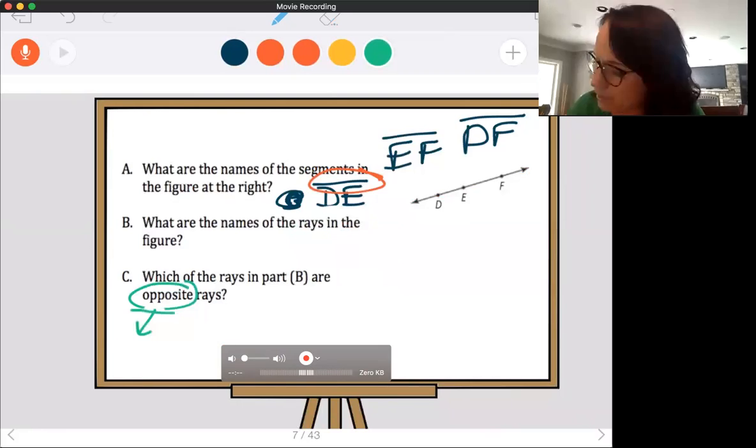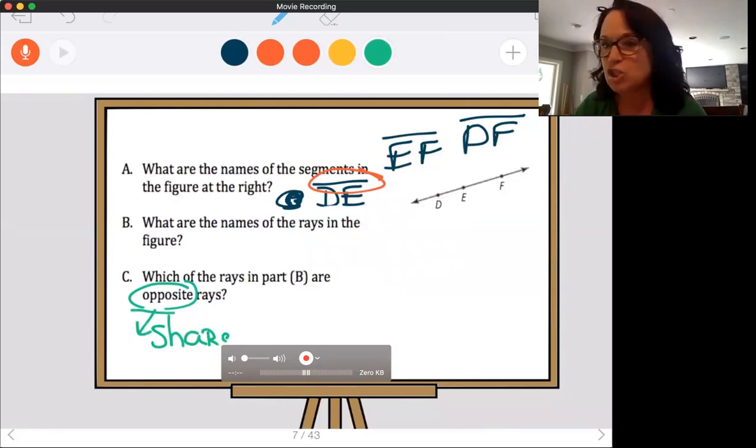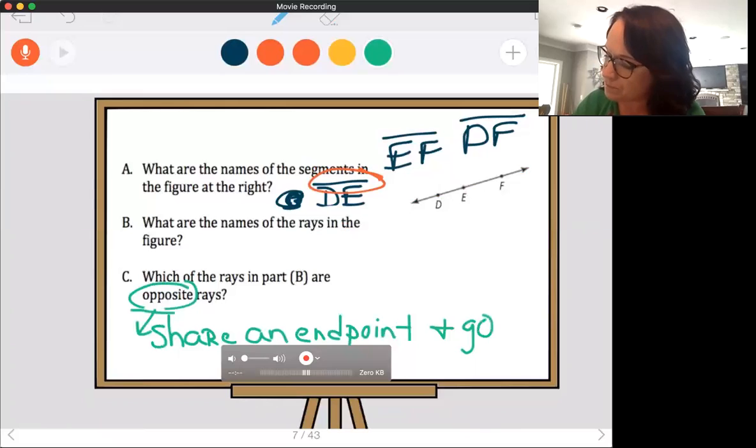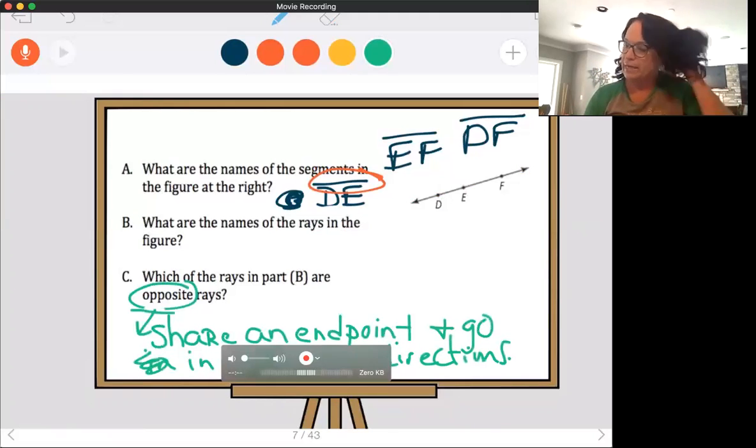So opposite rays share an endpoint, or what I call a shout out point, if you want to call it that. But they also have to go in opposite directions, hence the word opposite. Share an endpoint and go in opposite directions. And again, if anytime I'm writing too fast, you just pause me. That's kind of the beauty of the video, I guess.